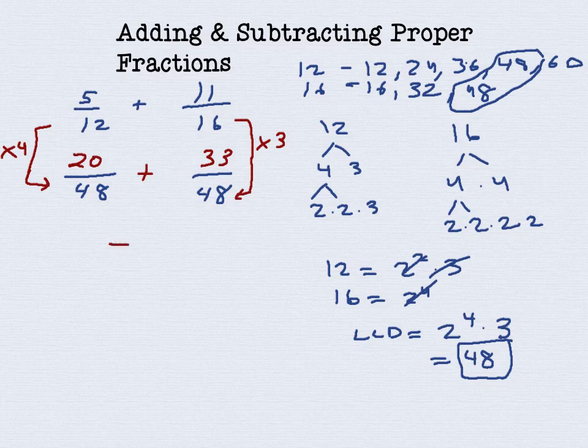When you add your fractions, you're going to end up with a common denominator of 48. 20 plus 33 is going to give you 53 over 48, which is an improper fraction. If you were to convert it into a mixed fraction, 48 goes into 53 once, and there will be 5 left over. So 1 and 5/48. We'll do one more of these.